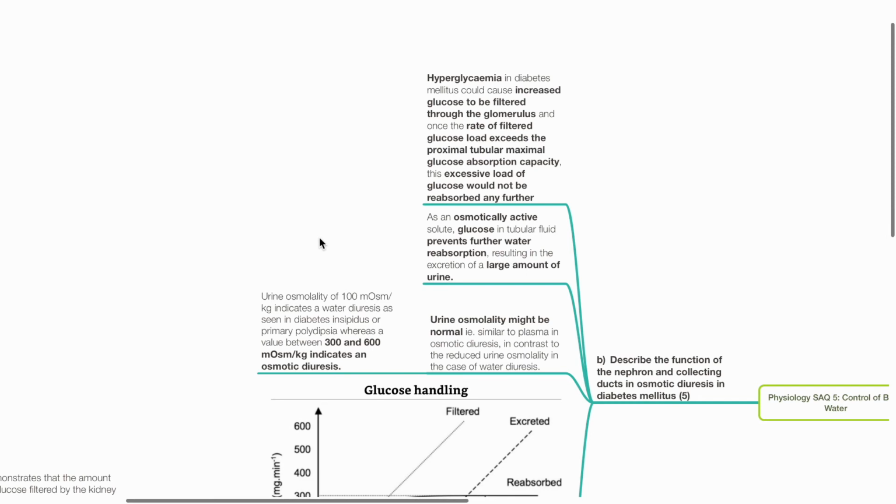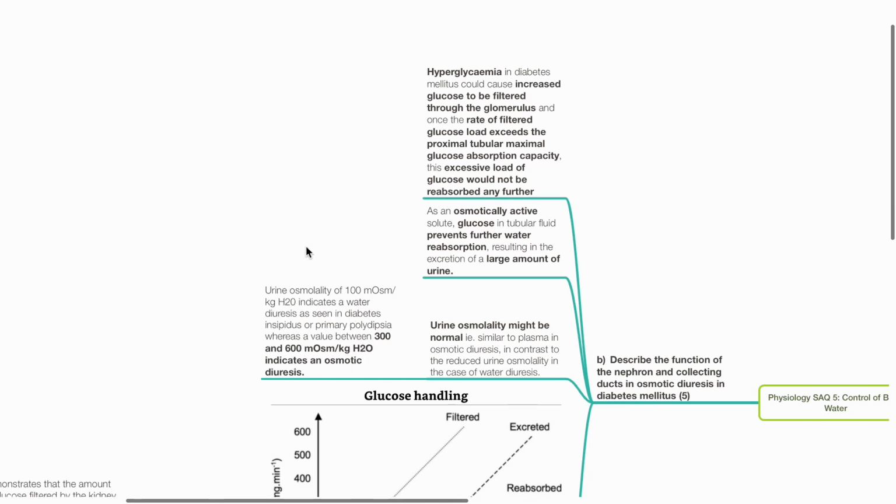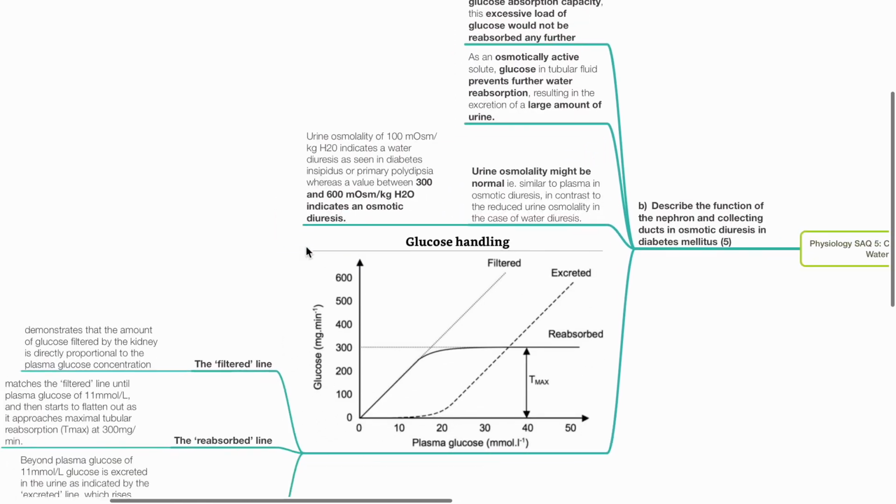large amount of urine. Urine osmolality might be normal, i.e. similar to plasma in osmotic diuresis, in contrast to the reduced urine osmolality in the case of water diuresis. Urine osmolality of 100 milliosmol per kg H2O indicates a water diuresis as seen in diabetes insipidus or primary polydipsia, whereas a value between 300 and 600 milliosmol per kg H2O indicates an osmotic diuresis.